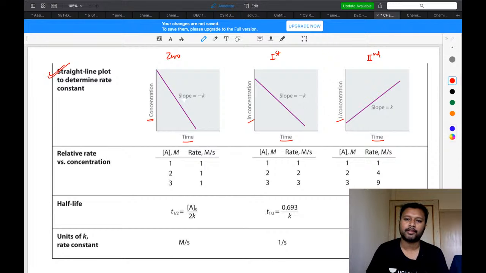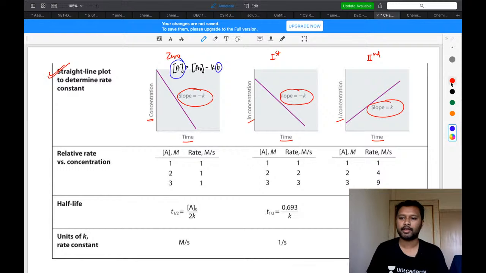Okay, and the slope for zeroth order reaction is minus k. The slope for the first order reaction is also minus k. Slope for the second order reaction is equal to k. From where did it come? So it came from this equation, that is a is equal to a naught minus kt. From this equation we are plotting concentration versus time, so that's why the slope came as minus k, and the intercept is a naught.